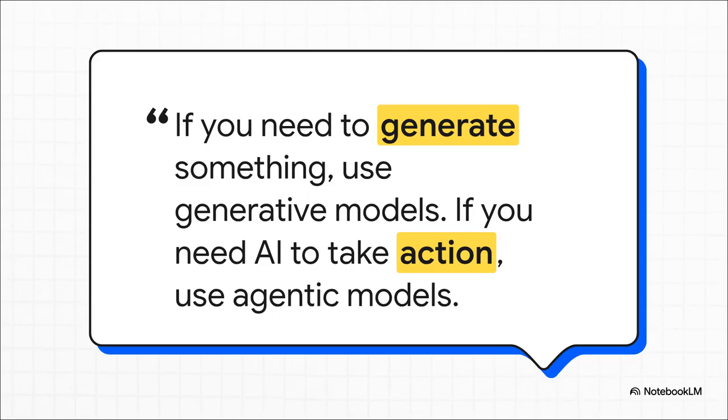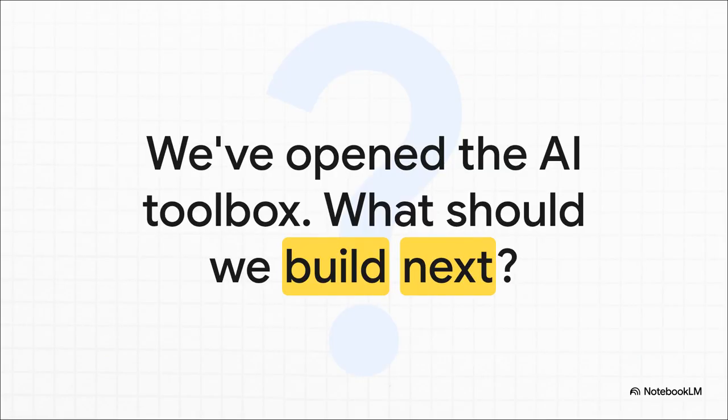The first question you always have to ask is, what's my goal? If you need to create something new, whether that's text or images or code, you're going to reach for a generative model. But if you need your AI to actually do something, to take action, you'll use an agentic model powered by reinforcement learning. Just understanding what's inside the AI toolbox is the first huge step toward using its power.